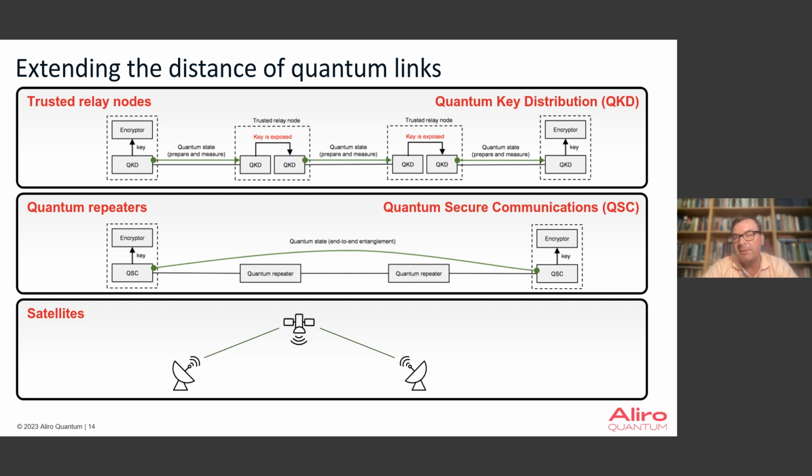Finally, for intercontinental distance, there's the option to use satellites and ground stations connected by free space lasers. Because the loss in vacuum of space is much lower than the loss in fiber, these satellite-based connections can cover very large distances up to several thousand kilometers. The downside, obviously, is that satellites and ground stations are very expensive to deploy.